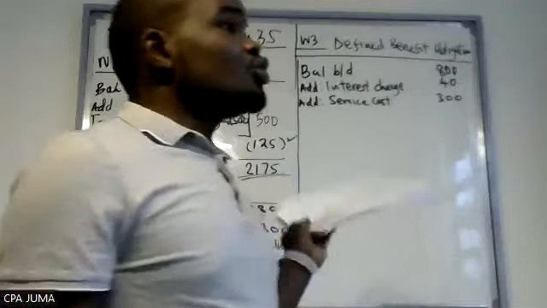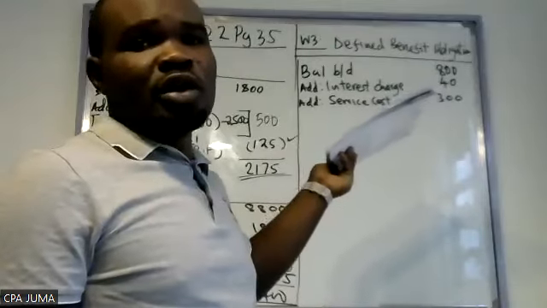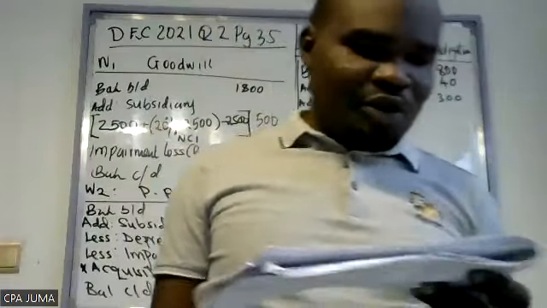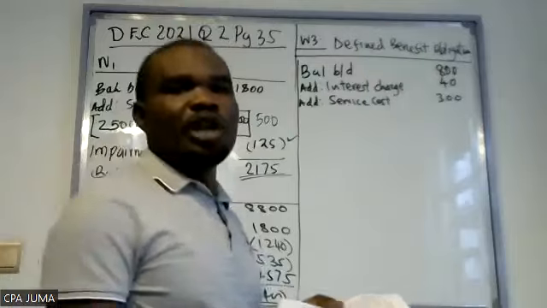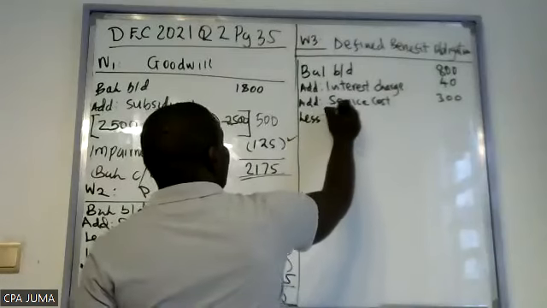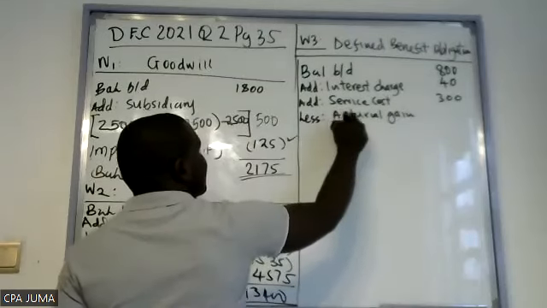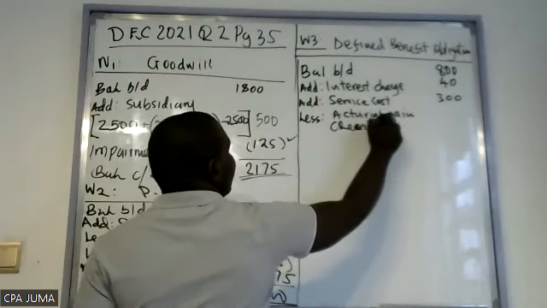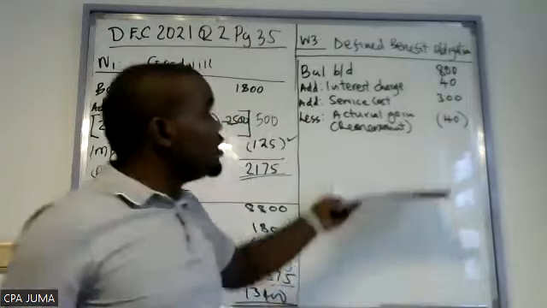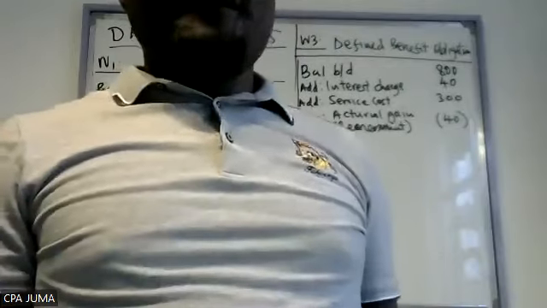Then we want to find the actuarial gain or actuarial loss. That is always our ultimate goal. But already, the remeasurement component is a gain of 40. So you will deduct it: less actuarial gain, the remeasurement, 40. You utilize the gain to reduce the obligation. You cannot add.